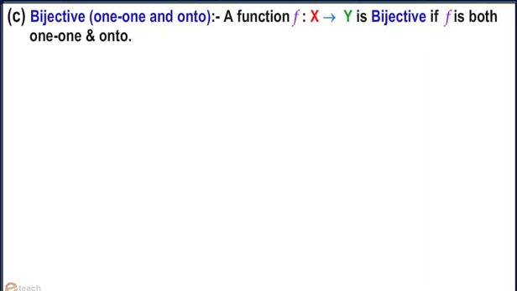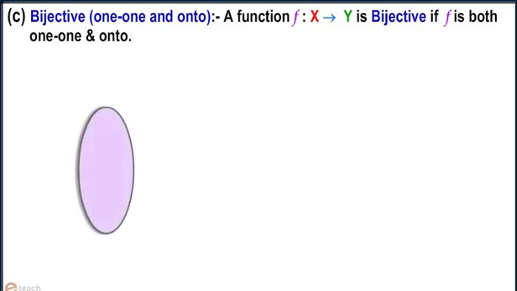The next type is bijective or one-one and onto. A function f defined from set X to set Y is bijective if f is both one-one and onto.